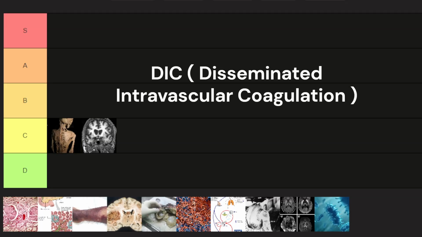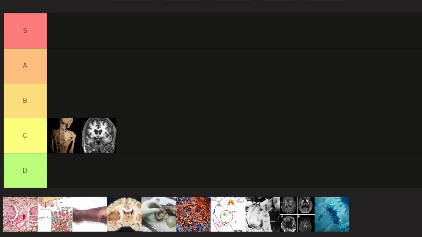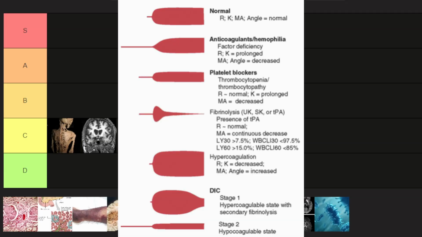Okay, so the body consumes platelets and clotting factors, factor 5, factor 8, and fibrinogen faster than the liver can make them. Simultaneously, the body tries to break down the clots through fibrinolysis, releasing fibrin degradation products, or FDPs, which act as anticoagulants. The blood loses the ability to clot entirely.